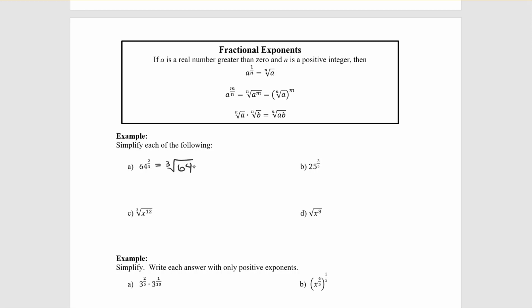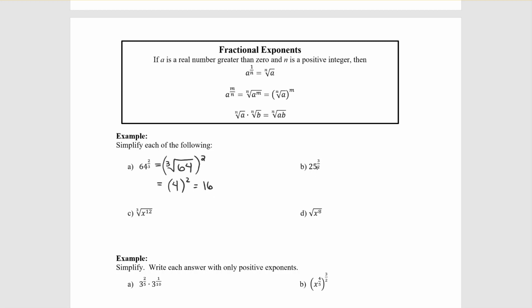Now I have a choice. I can put the power next to the 64, or I can put it on the outside. Either way, I'm going to get the same answer, but it's harder for me to think about what is 64 times 64 and then take the cube root of that number. It's a little easier to think of what's the cube root of 64, or what number times itself 3 times gives me 64. That would be the number 4, and then square that number, which is just 16.